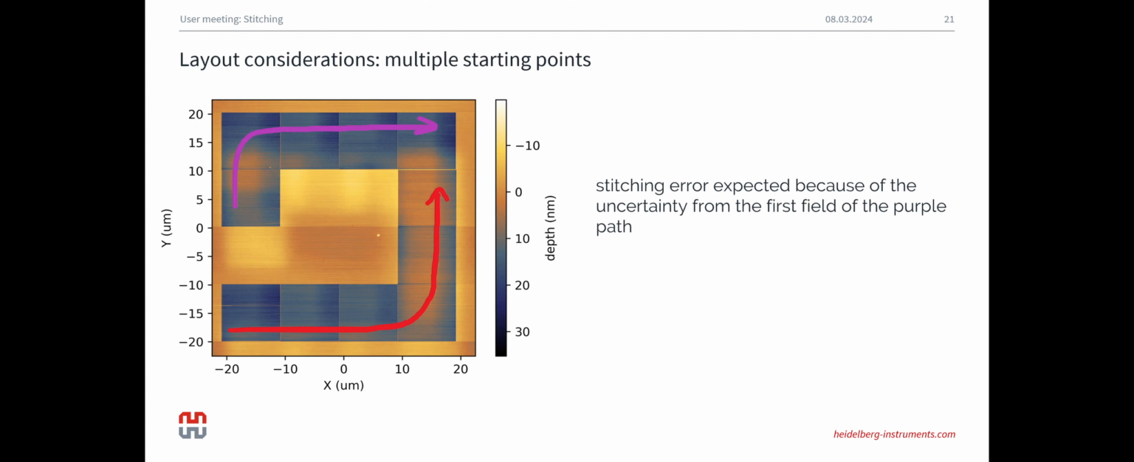The same goes if you have multiple starting points. So in this example, you start with the red line and then in between you jump away and start at the purple line, and where the two paths meet, there's a really small gap in between them. So you need to watch out that you do not start at multiple points.